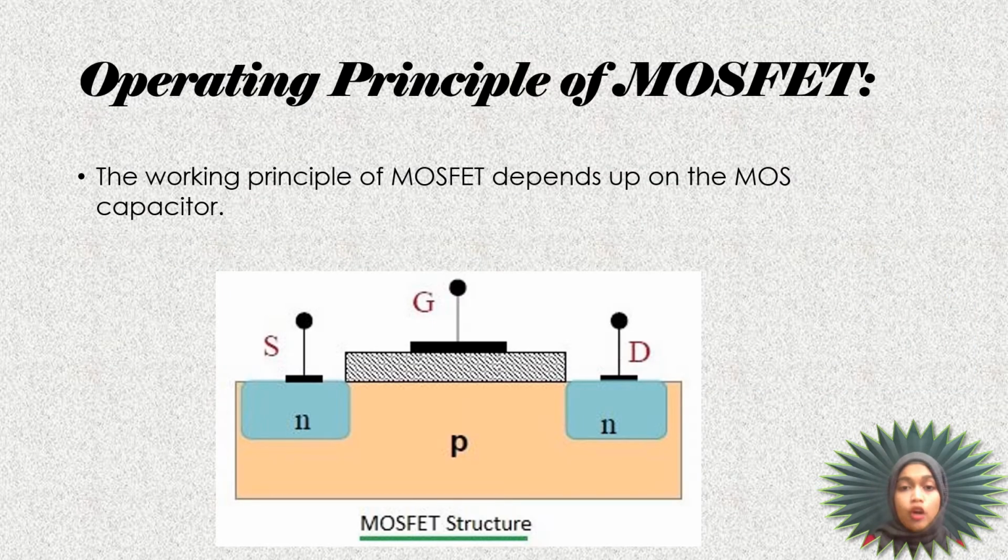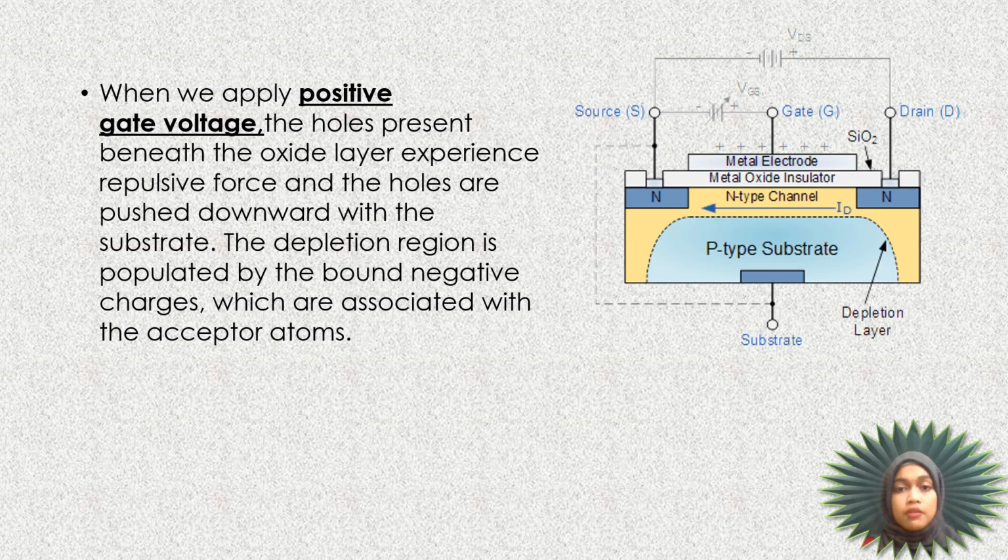The working principle of MOSFET depends on the metal oxide semiconductor capacitor. The MOS capacitor is the main part. The semiconductor surface below the oxide layer and between the drain and the source terminal can be inverted from P-type to N-type by applying a positive or a negative gate voltage respectively. When we apply a positive gate voltage, the holes present under the oxide layer experience a repulsive force. The holes are pushed downward into the substrate, and the depletion region is populated by the bound negative charges, which are associated with the acceptor atoms.